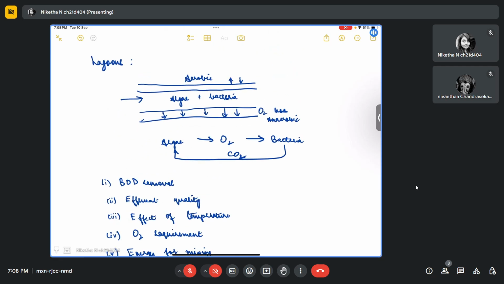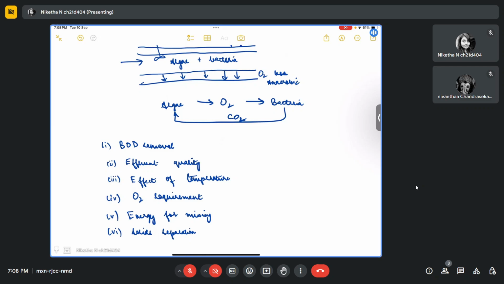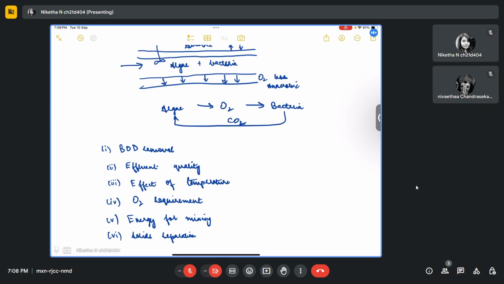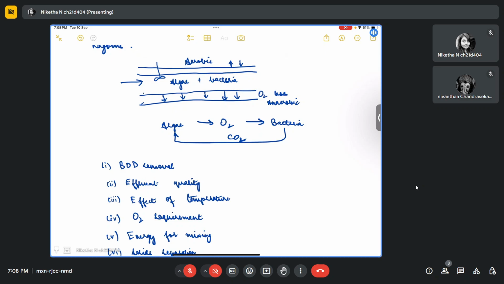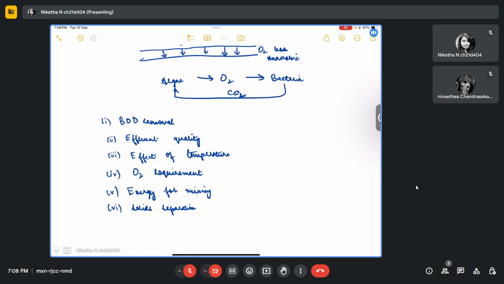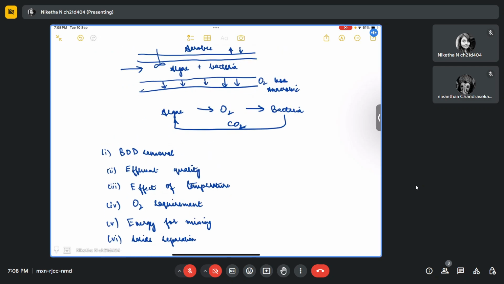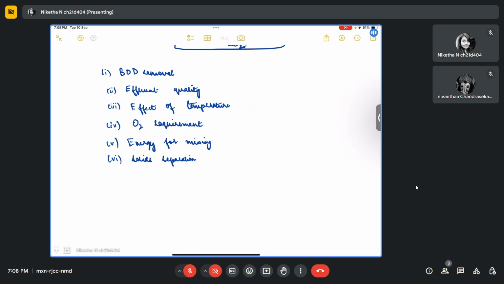Sometimes we consider energy for mixing because we provide some aerators, which will aerate the system. That's why we are considering this energy for mixing also. And after a point, if the sludge layer keeps on rising, sludge keeps on building, then it won't be good for the algae and bacteria growth. So from time to time we have to remove the sludge. That comes under solid separation.